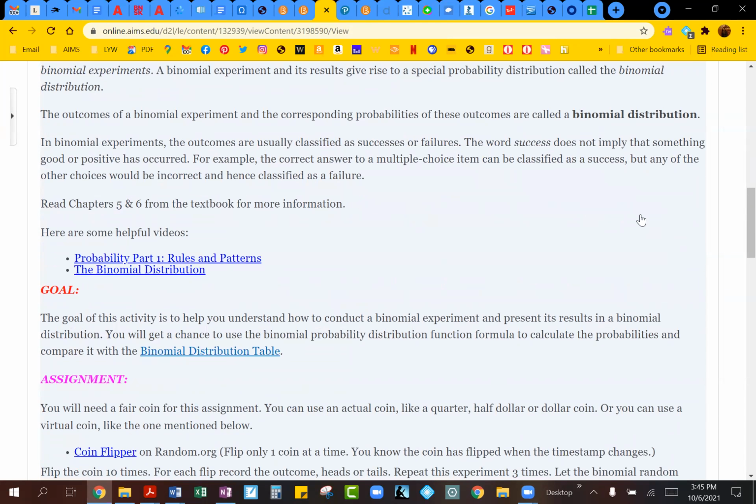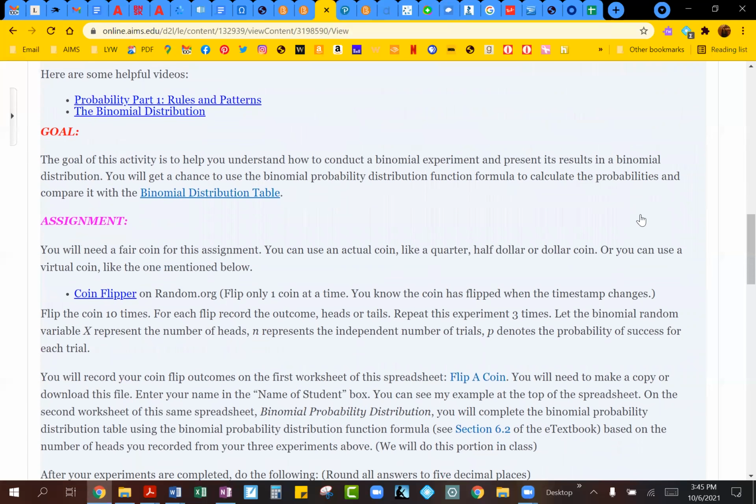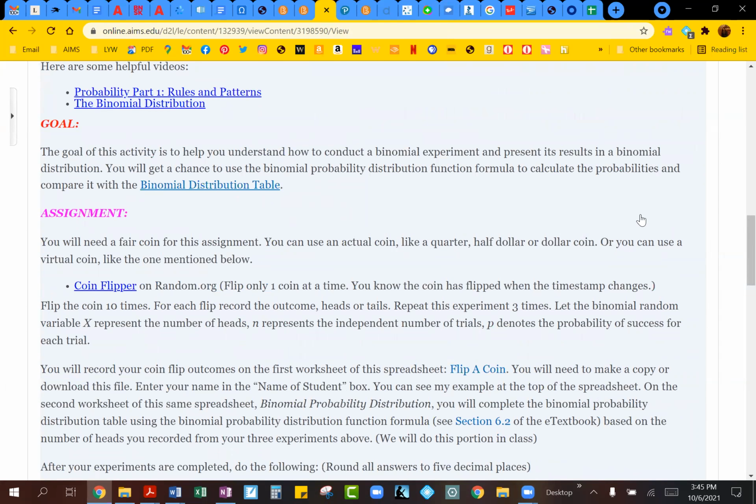So that's what you guys are actually doing as part of this activity: performing your own experiment with a coin. You're flipping a coin and recording how many times it lands on a head or how many times it lands on a tail. Then based on that, we will do some calculations and some comparison with the calculations.